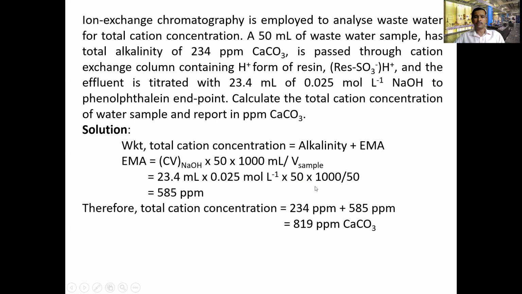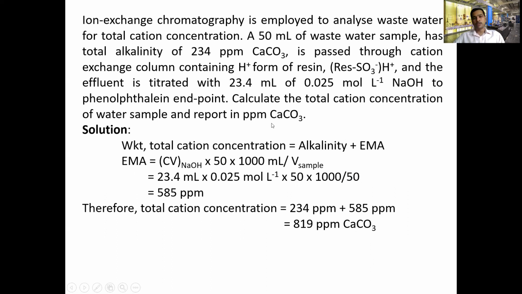In 50 ml, this much amount of calcium carbonate is present, that is equivalent to equivalent mineral acidity. So in 1000 ml, how much is present? 585 milligram per liter, or 585 ppm. So equivalent mineral acidity is 585 ppm. Therefore, the total cation concentration is alkalinity, that is 234, plus equivalent mineral acidity, that is 585 ppm. So you will get 819 ppm calcium carbonate.